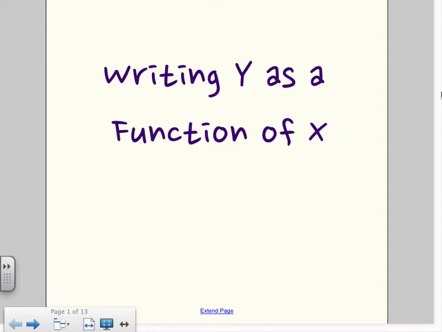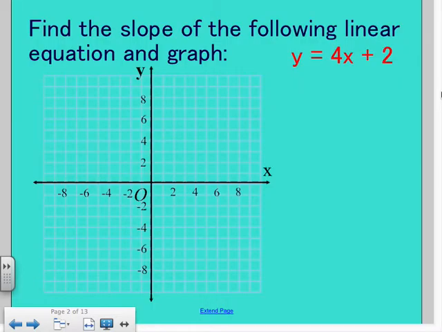All right, this video is on writing y as a function of x. Sounds a little confusing, but you'll see what I mean when we get started. All right, the first thing I want you to do is pause it. Go ahead and graph this line and find its slope, and then hit play to check your work.